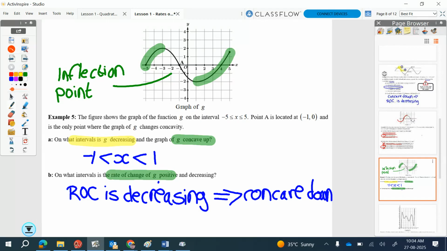So putting that onto our graph now, if we want the rate of change to be decreasing, we need to be concave down. We need this section here, so our interval this time goes from -5 up to -3.